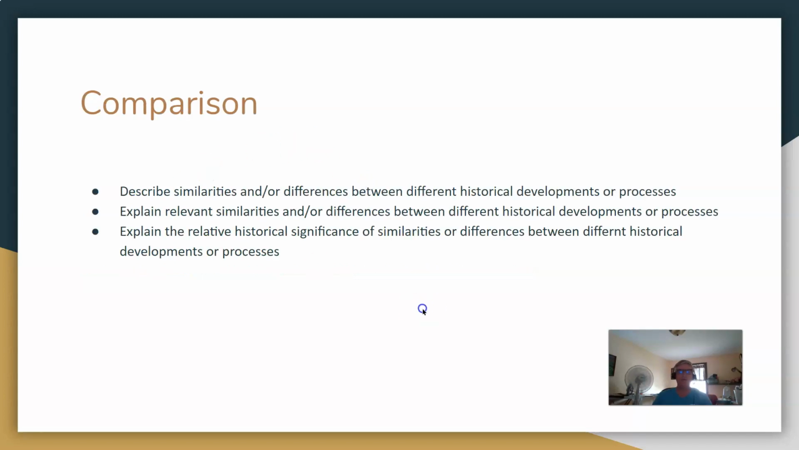Okay, so comparison is simply describing similarities and or differences, sometimes it's one or the other, between different historical developments or processes. Explain relevant similarities or differences between different historical developments or processes. So you've got to describe, then explain, and then explain the relevant historical significance of those similarities and differences between the different developments and processes.